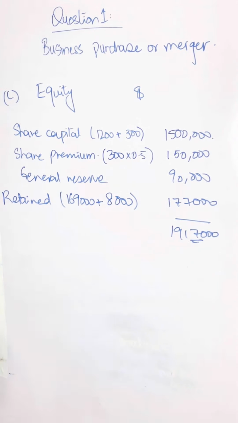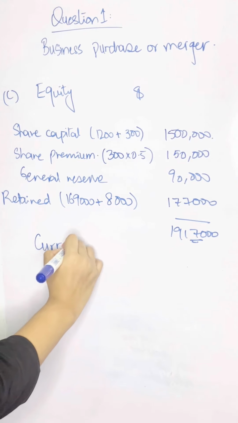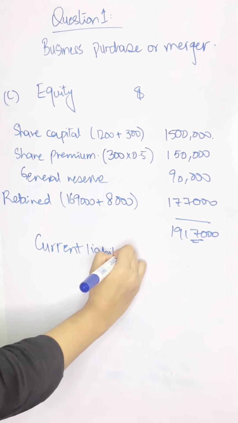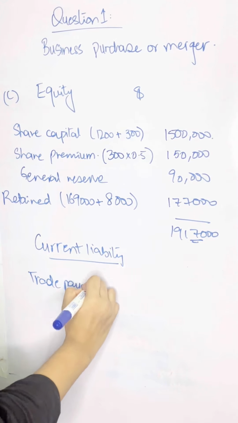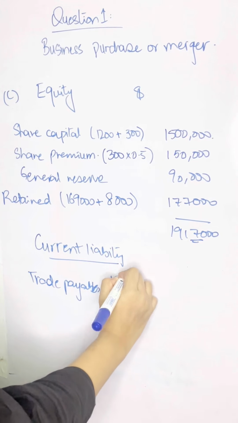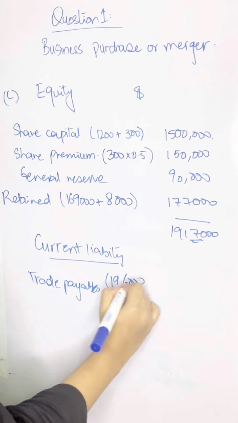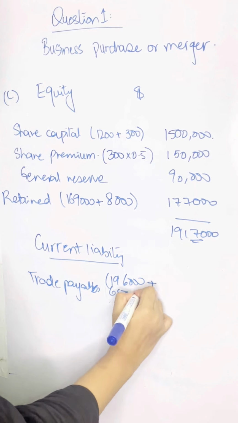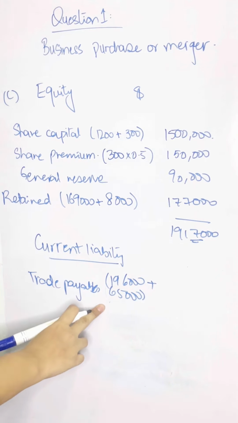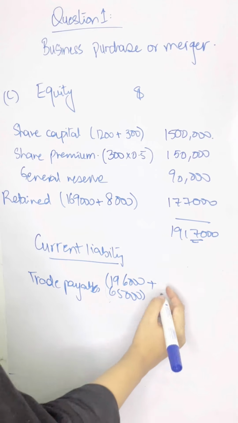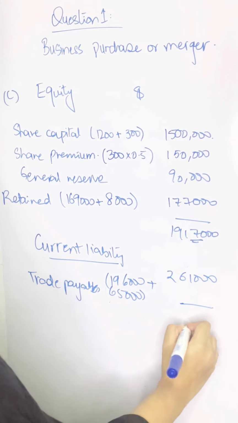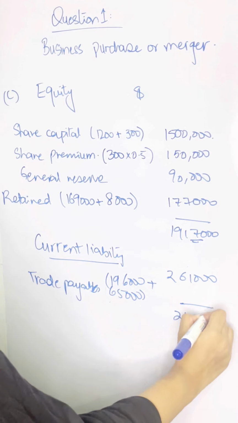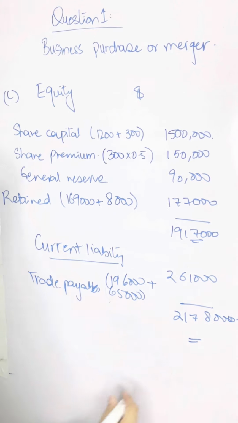Lastly, we don't have any non-current liability, so we'll only be recording the current liability. Current liability is only trade payables. The existing trade payables were 196,000, and there were 65,000 of the other business after 4,000 discount. So the total will be 261,000, and hence the total of non-current liabilities plus the equity section plus the current liabilities will be 217,800. So hence your balance sheet is now balanced.